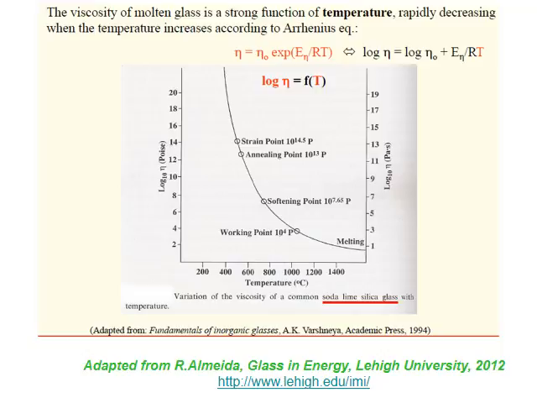This plot shows the viscosity values of a molten soda-lime silica glass as a function of the temperature. You can see it follows an Arrhenian behavior. On the plot, you see characteristic temperatures used in glass technology, all based therefore on viscosity values.